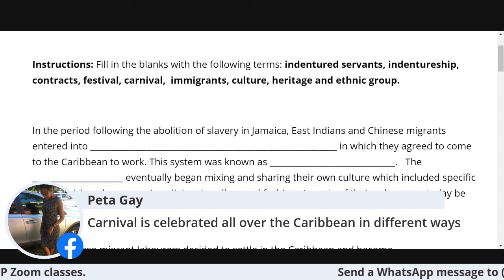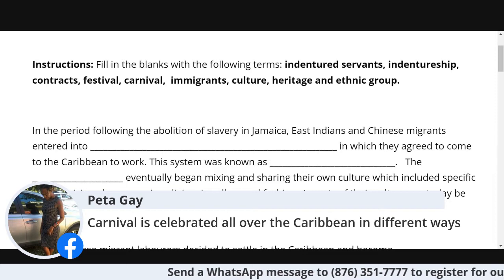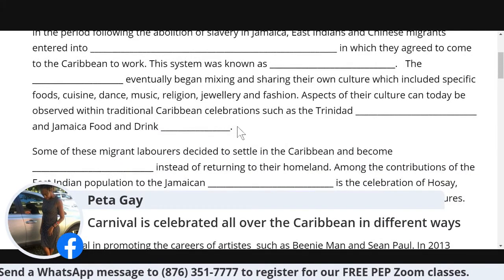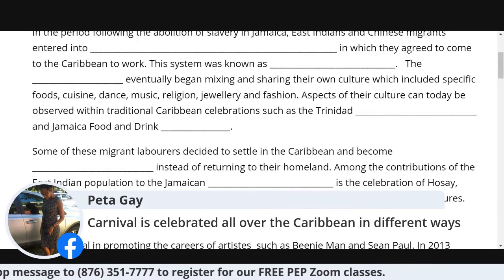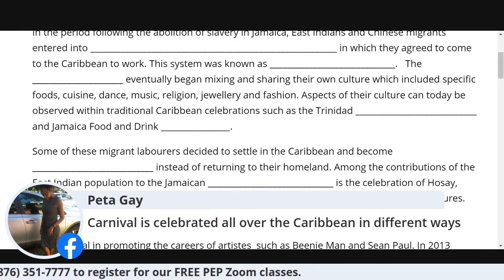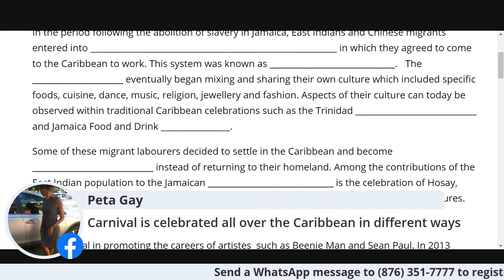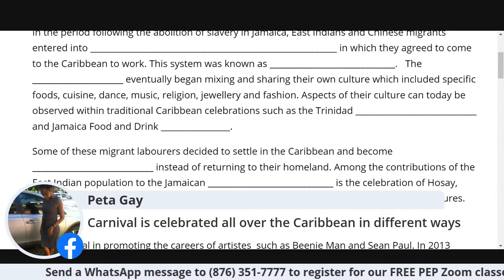Aspects of their culture can today be observed within traditional Caribbean celebrations, such as the Trinidad and Jamaica food and drink. Some of these migrant laborers decided to settle in the Caribbean instead of returning to their homeland. Among the contributions of the East Indian population to the Jamaican culture is the celebration of Jose, which symbolizes the creative exchanges made between East Indians and African Creole cultures.